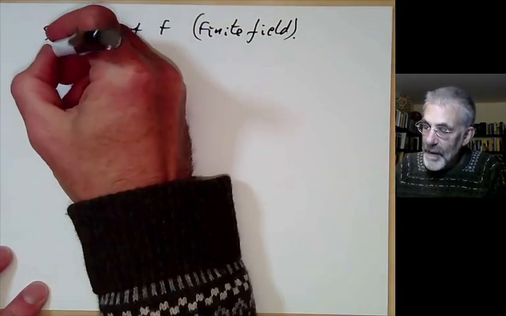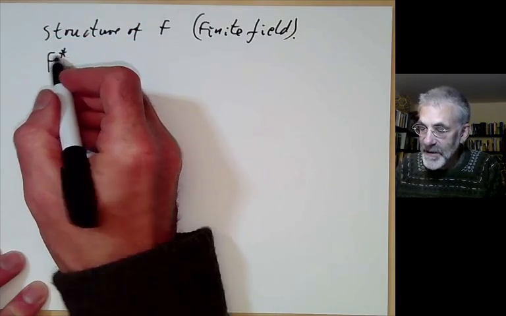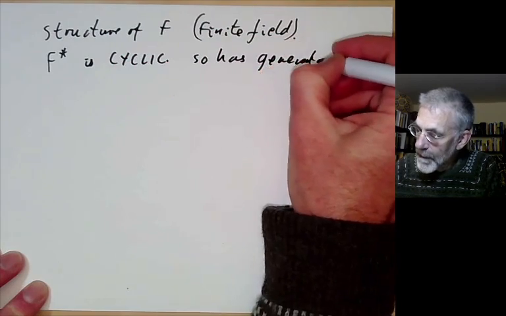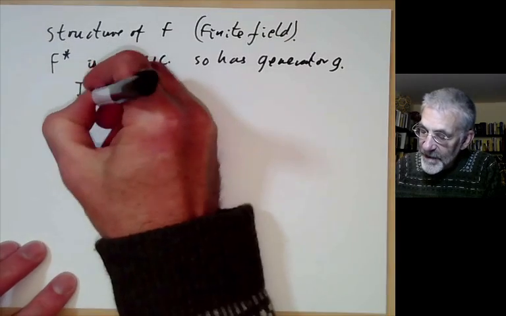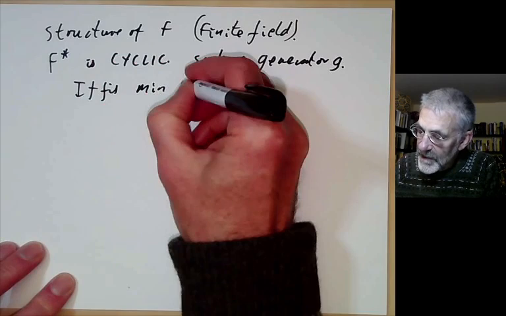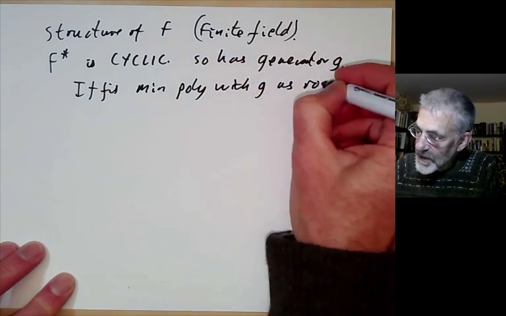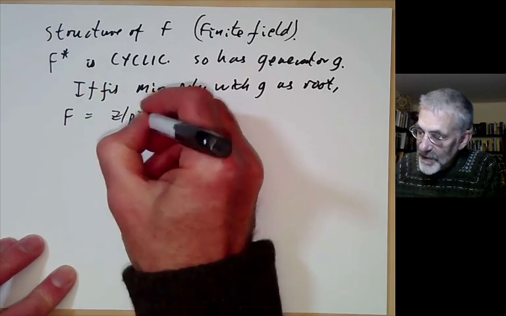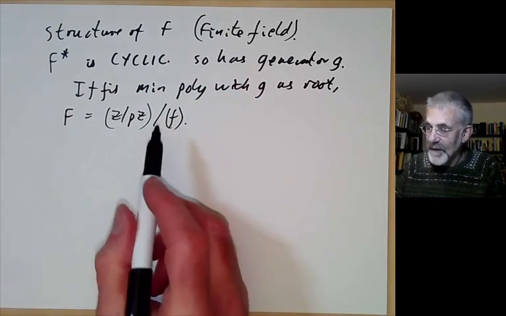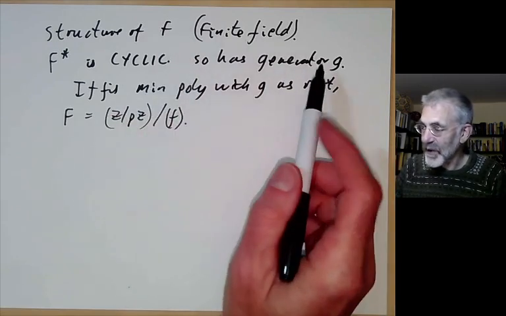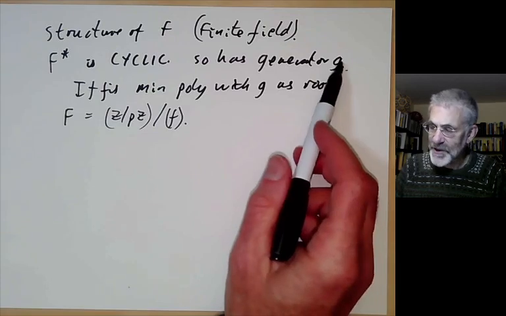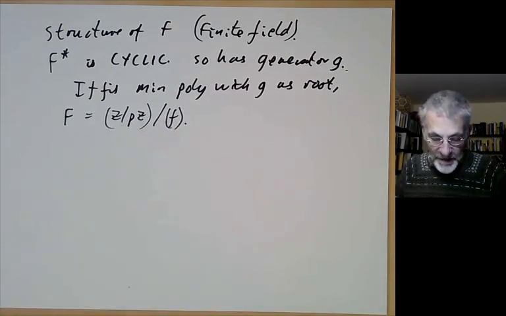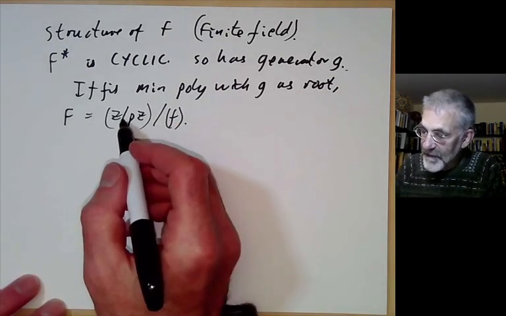And then we recall we showed that the multiplicative group, that's all non-zero elements under multiplication, is cyclic. So it has a generator, g. And if f is the minimal polynomial with g as a root, then it's not difficult to see that F must then be equal to Z modulo pZ, quotient out by all multiples of f. So any finite field is generated by a root of some irreducible polynomial, because we can just pick a generator and find a polynomial that has it as a root. So all finite fields arise from irreducible polynomials over the finite field of order p.